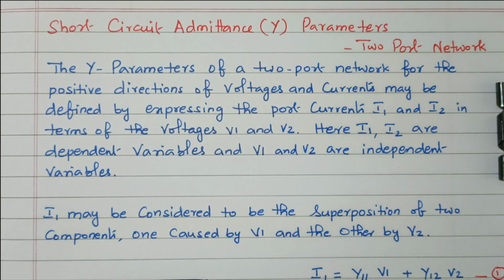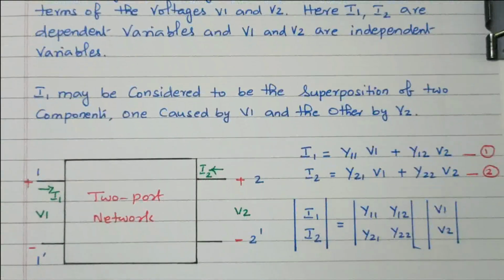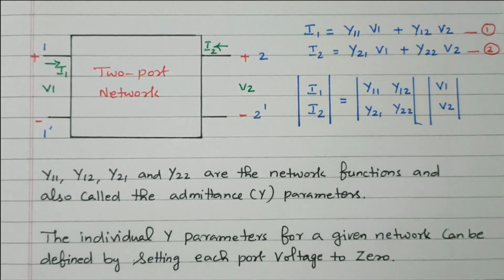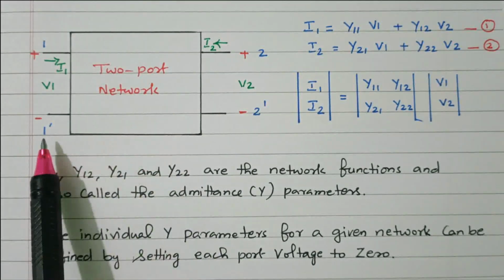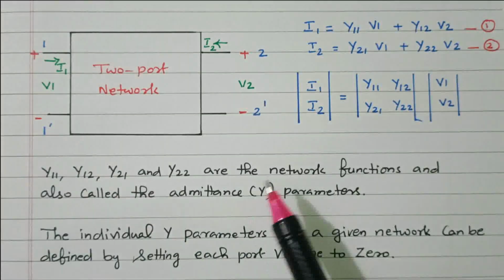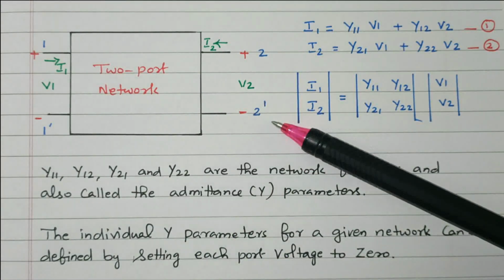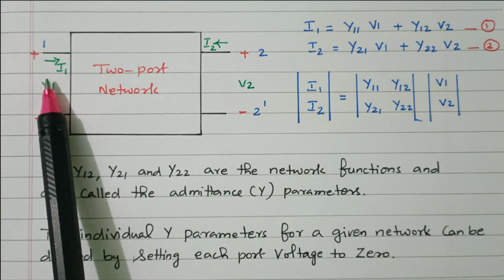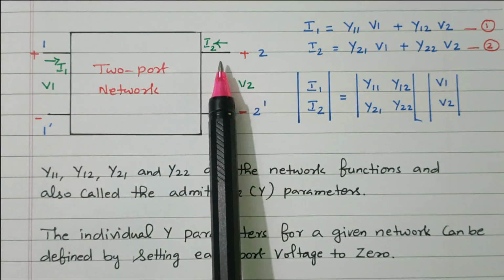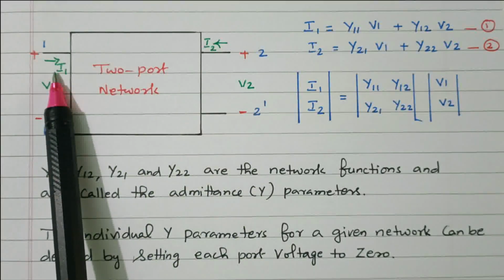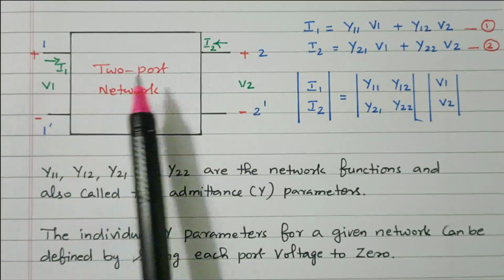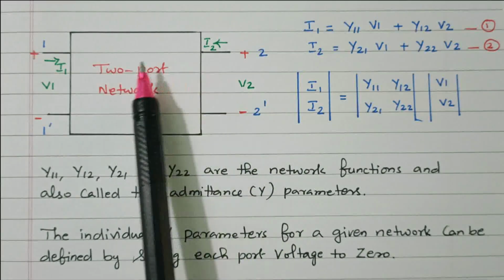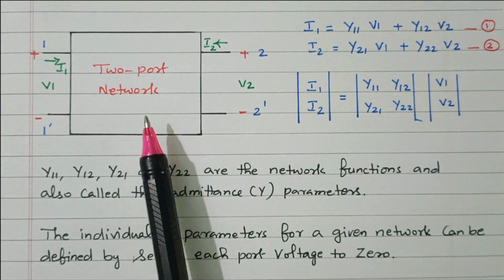Now we'll see the two-port network so that we are able to understand clearly. This is the two-port network. Input port 1, 1 dash. Output port 2, 2 dash. Current flowing towards the network on the input side is I1, and on the output side it is I2. So we are going to express I1 and I2 in terms of V1 and V2.